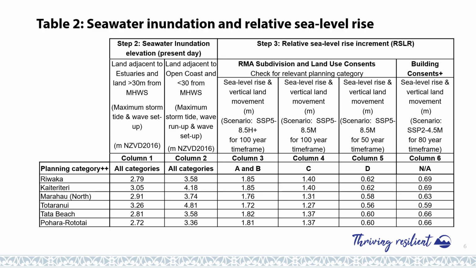Using Table 2, Column 3, we can see for Category B at Tata Beach, the relative sea level rise projection out for 100 years is 1.82 metres. Appendix 3 provides a further breakdown of the relative sea level rise values. Columns 4 and 5 show the other planning categories where, based on the MFE guidance, different climate change scenarios have been used for projecting relative sea level rise values. Column 6 is for building consents only and uses the SSP 2 to 4.5 scenario over an 80-year timeframe.